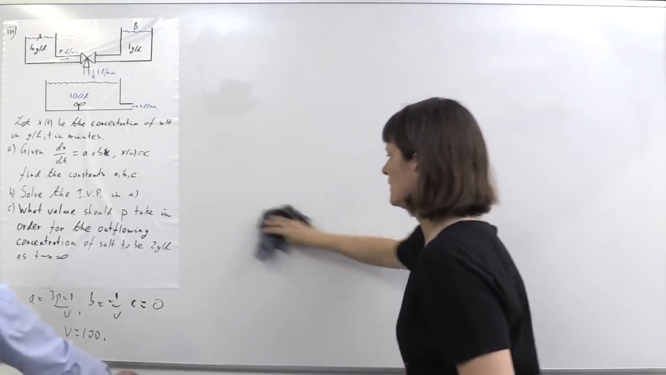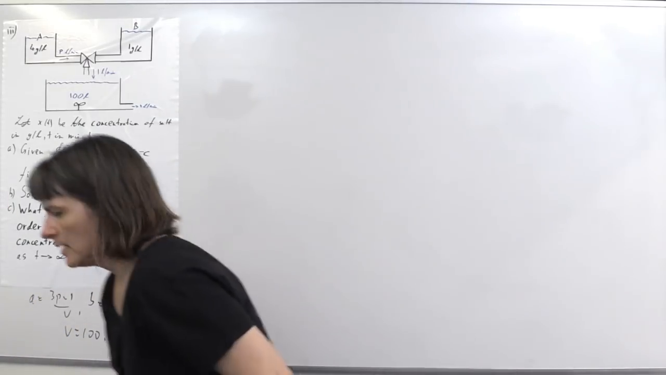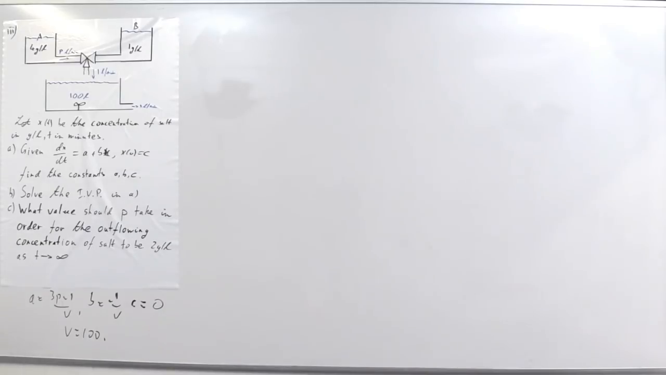Actually, A is 3p plus 1, is it? Yes, it's 3p plus 1. I've written 3p minus 1, my apologies. It's 3p plus 1 is what A is.